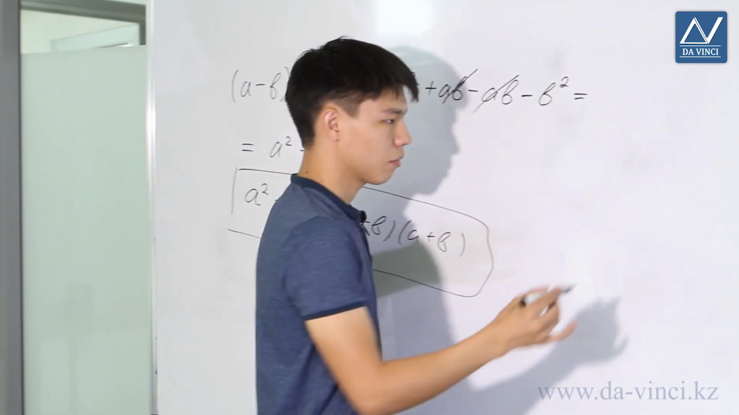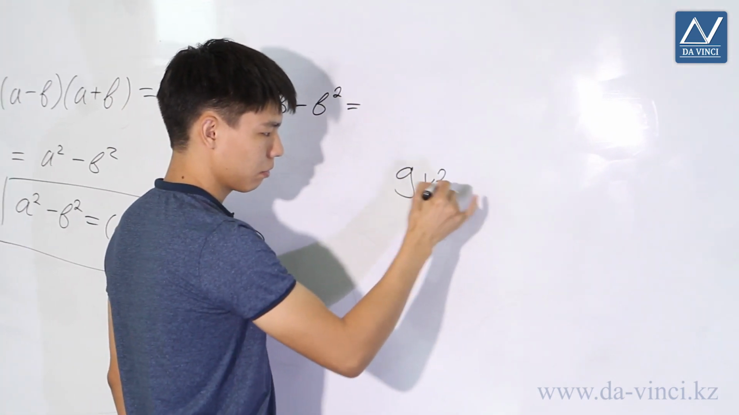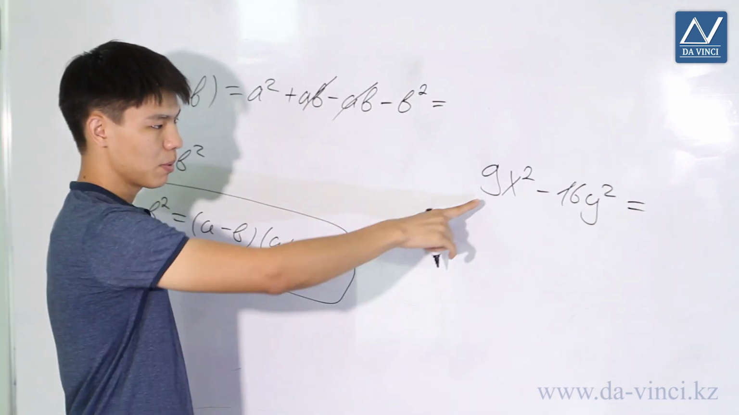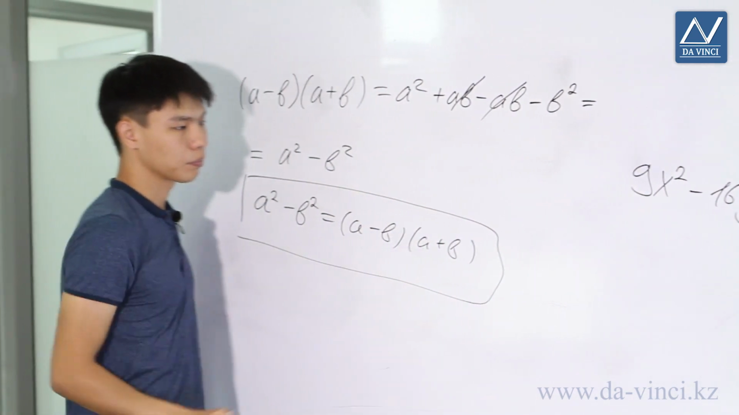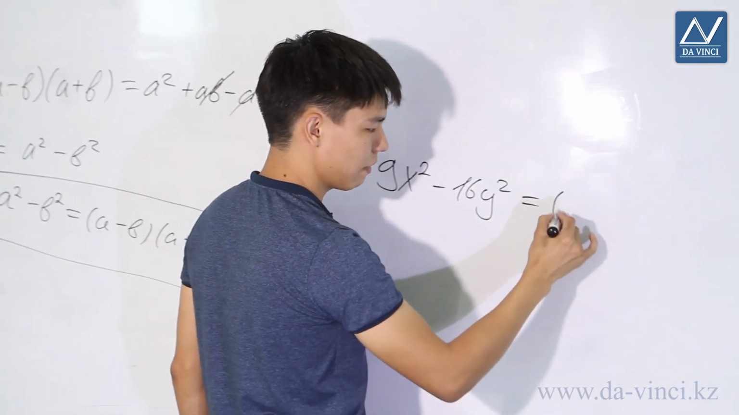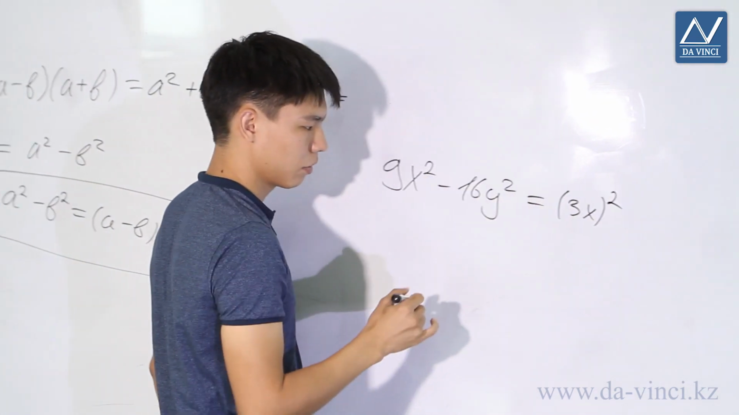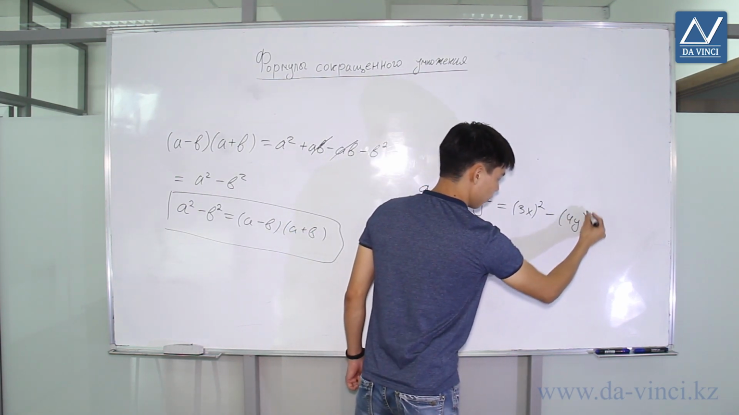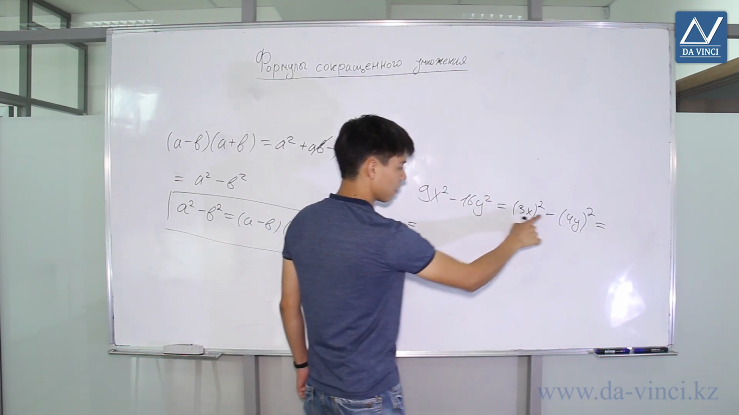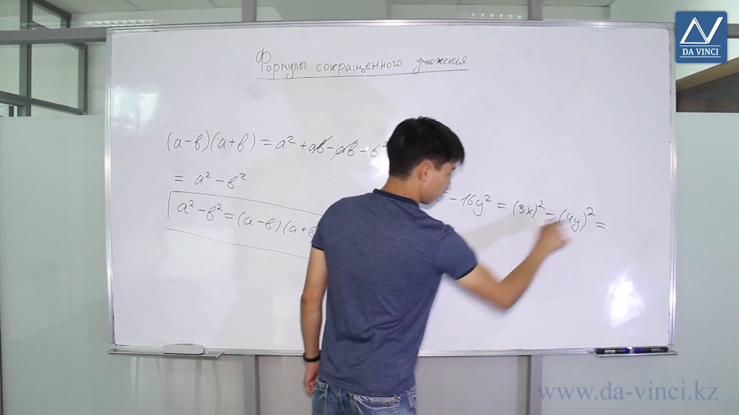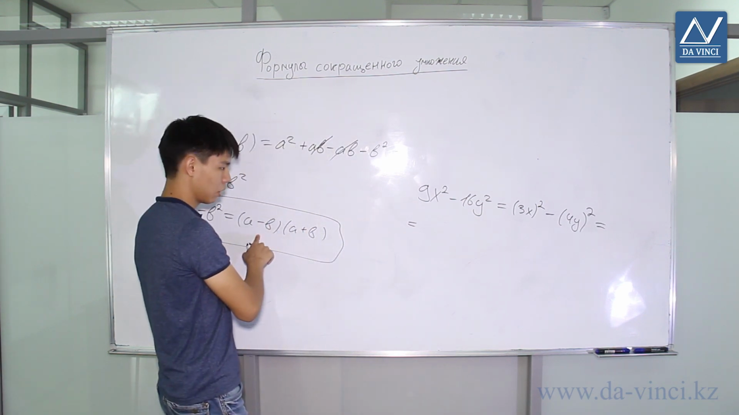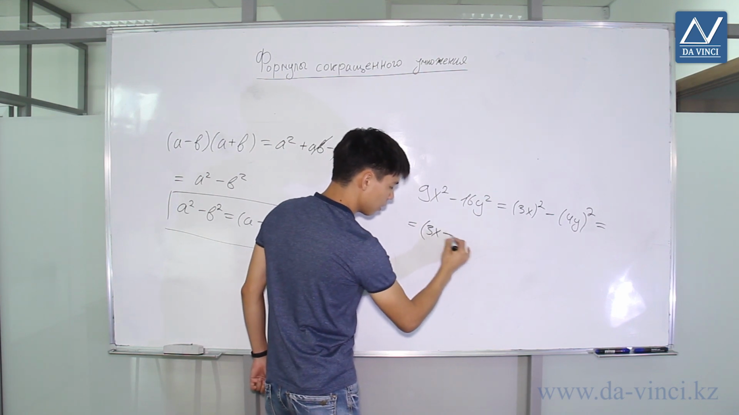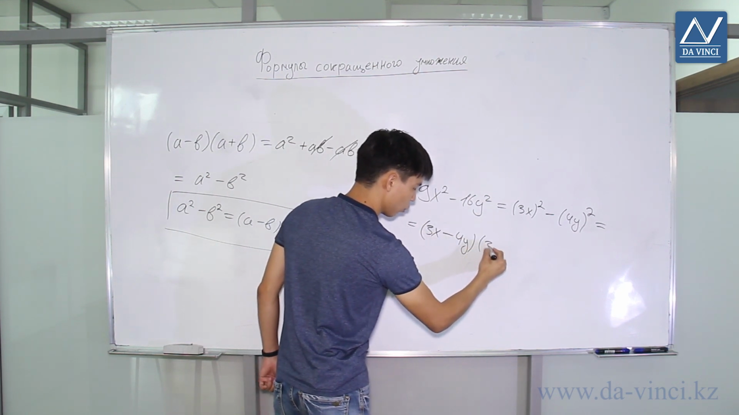Let's consider an example. Let's say we have 9x squared minus 16y squared. Let's try to write this expression using the formula. 9x squared can be represented as (3x) squared. 16y squared we can represent as (4y) squared. We have obtained the difference of the squares of two expressions. Accordingly, we can use this formula. The difference of the squares of two expressions is the product of the difference of these expressions times their sum.